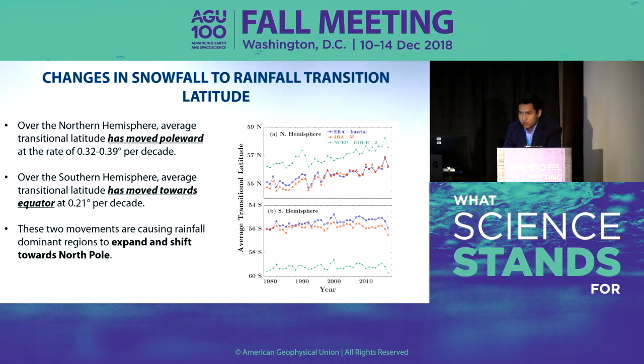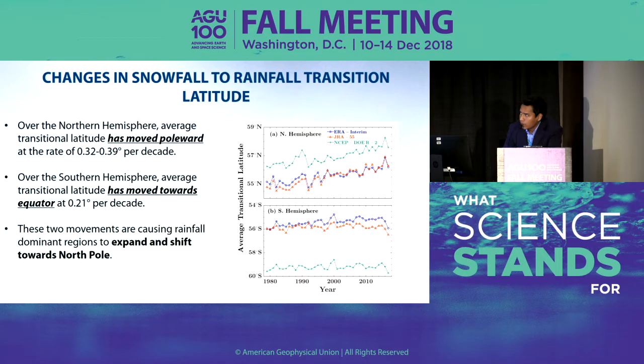We also tried to track the average latitude where this change was happening, and we tried to see how that latitude is moving upwards or downwards during the last 4 decades, which is shown here on this slide. The y-axis is now the average transition latitude that separates the snowfall area from the rainfall areas. The top row is for the Northern Hemisphere, and the bottom row is for the Southern Hemisphere.